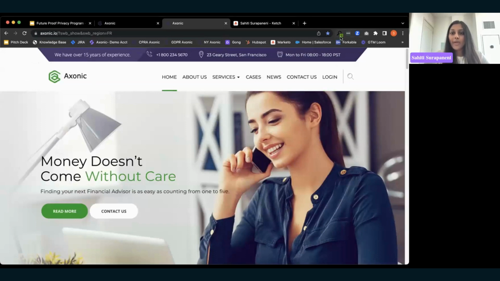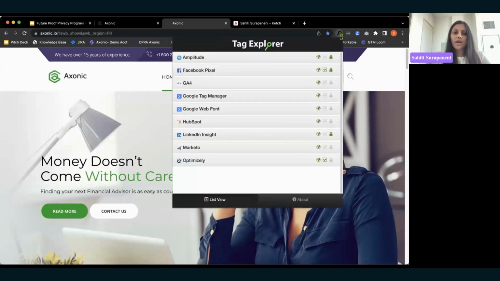Now, if I go back to Tag Explorer after I've opted in to these various purposes, various tags such as the Facebook pixel, the HubSpot, the LinkedIn, the Marketo, the Optimizely of the world are now starting to collect my data because I, as the consumer, have provided consent to do so. So this is part 1 of consent orchestration, where data collection is happening in a compliant manner.